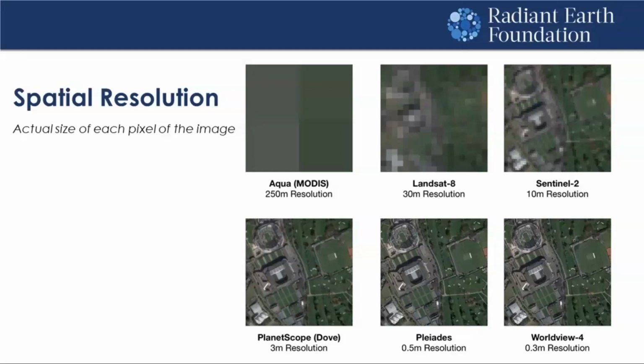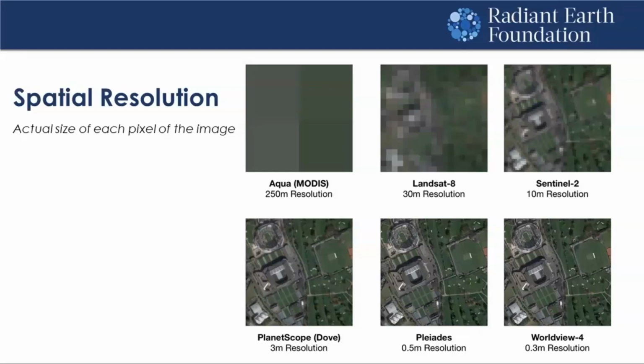And on the bottom row, you have Planet Scope, which is 3-meter resolution, Pleiades, which is by Airbus, which has 0.5-meter resolution, and Worldview 4, which is 0.3-meter resolution. And a quick note, Worldview 4, unfortunately, earlier this month lost its gyroscope and so is no longer able to provide imagery. But Digital Globe, which owns the Worldview series, still has Worldview 3, so they're still able to get some imagery.